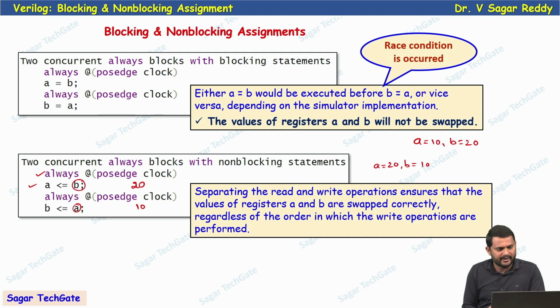Clear? Even though, for example, assume that this always block will execute first. So in that case, what is the A value? A value is 10. Yes or no?